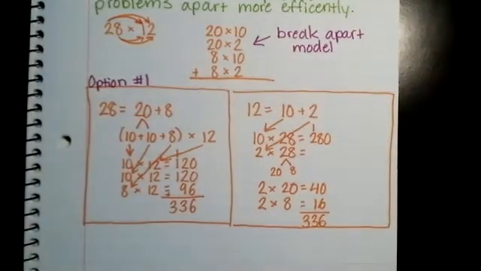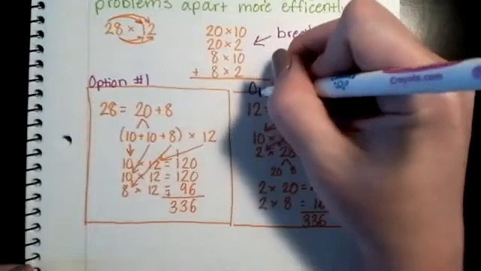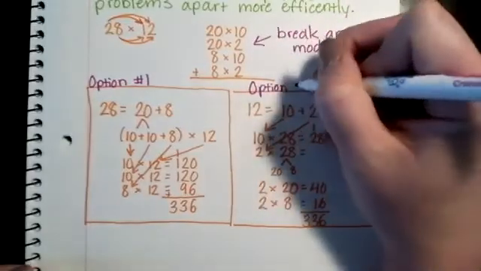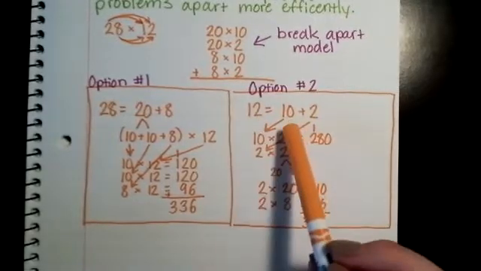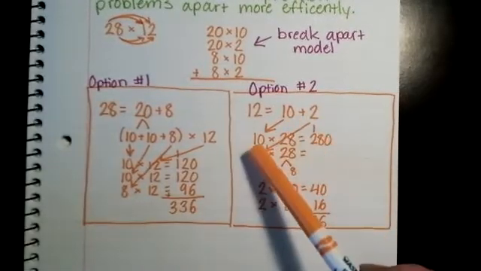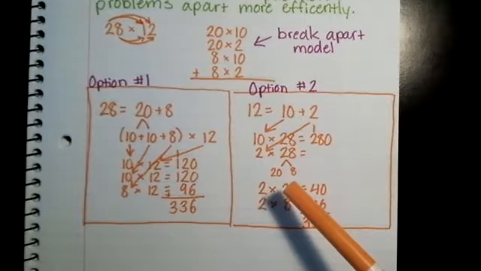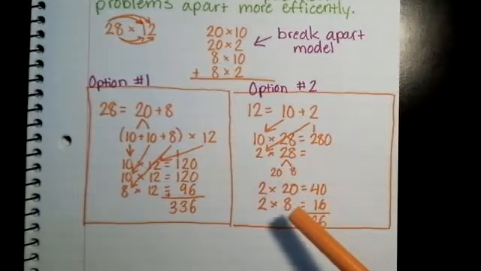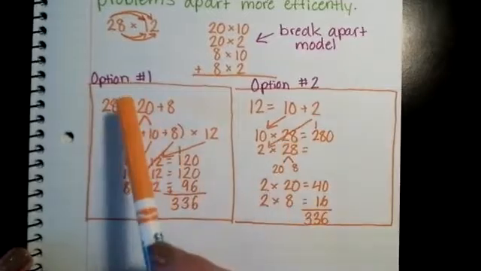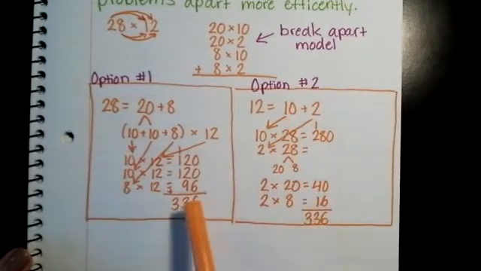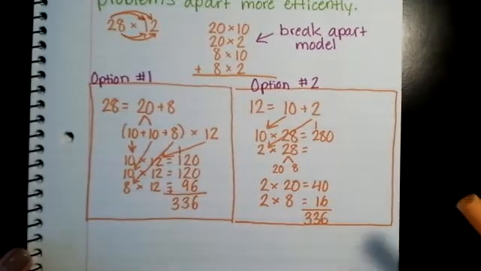but I clustered it differently than how I did in my first option and how I did in the break apart model. Okay, I just looked for groupings that made sense to me. 12 is easy to break apart into 10 plus 2, and I can multiply 10 pretty easily, and I can multiply 2 pretty easily. I decided to break this apart a little bit more just to make it simpler. But in both of these options, I broke apart different numbers and still got the same answer. Still got 336 in both of these.